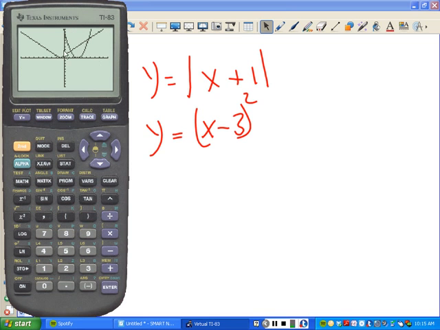So you can see it's going to hit in two spots. It's going to hit here, and it's going to hit there. So now the question is, how do you find these? Second calc, intersect. First curve, second curve, guess. We'll find the first one.